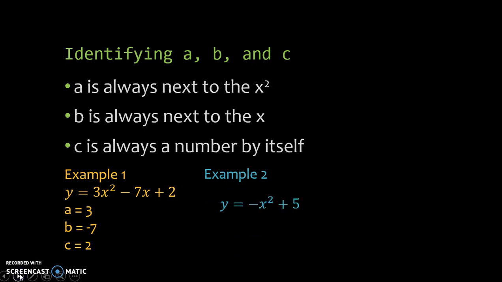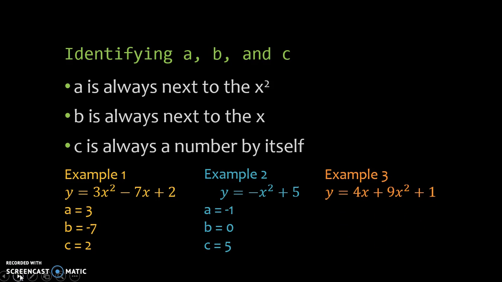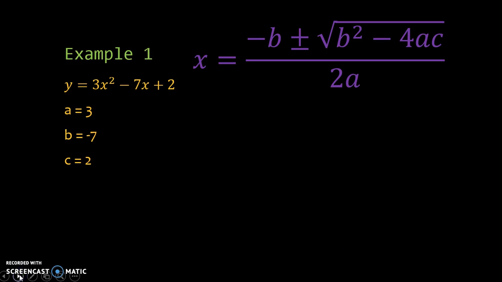Here's another example. This time we have y equals negative x squared plus 5. Well, a is negative 1. B, we don't have a number next to just an x, so it's 0. And c is 5. For our third example, we have y equals 4x plus 9x squared plus 1. Don't be fooled. A here is 9. It's next to the x squared. B is 4 because it's next to the x, and c is off by itself. It's 1. So let's use these examples now to solve.